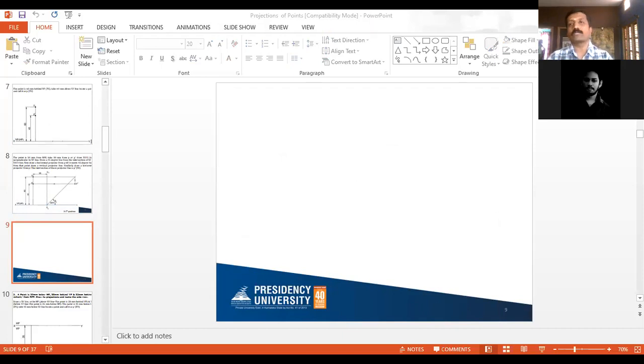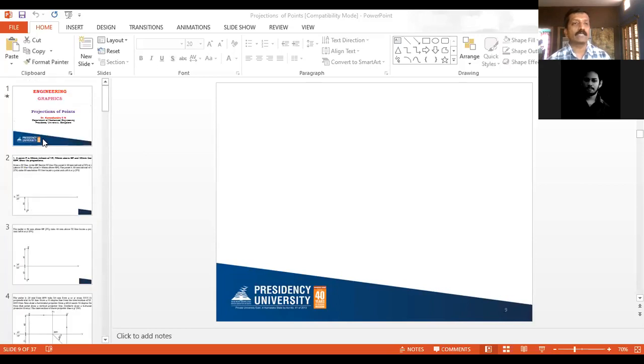Similarly, some more clues I'll give. Always, the HP information, whether it is above HP or below HP, will give you the front view information. Similarly, the VP information, that is in front of VP or behind VP, will give you the top view information. So with these clues, let me start one simple example. The first one I'll take.